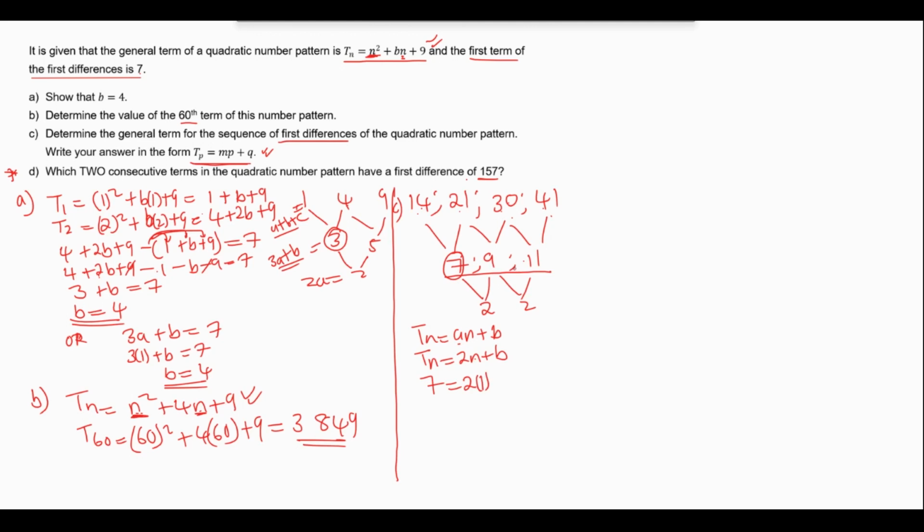Remember, you can use any term. You can even use 9, but where there's n, you have to put 2. You can use 11, but where there's n, you have to put 3. And then plus B. Then 7 minus 2 is 5. So B is equal to 5.